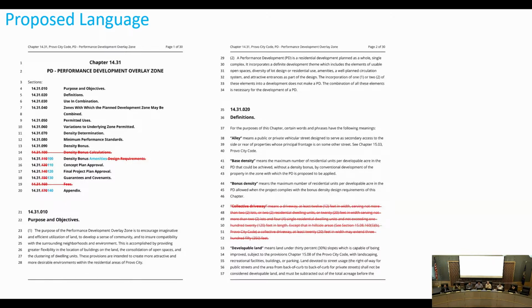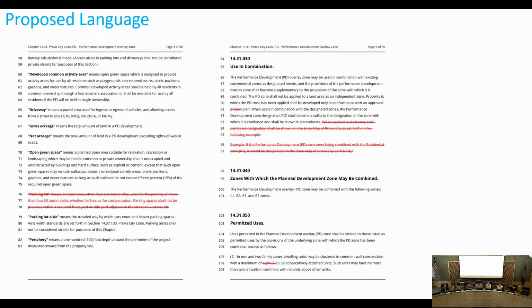Yes, that's helpful. And then the other one was the next page, page 4 of the code, as you have it, or 29 of the staff report. In the first line of the use in combination, line 86, it says the performance development overlay zone may be used in combination with existing conventional zones. I think it has to be used, right? So I would use the word shall, should, or must, because you can't have a performance development overlay zone without another zone underneath it. So I know that that word sometimes matters in legalese, so that one stuck out to me.